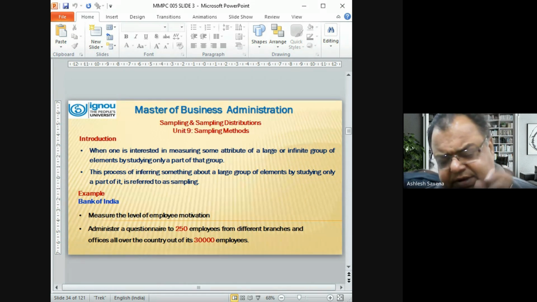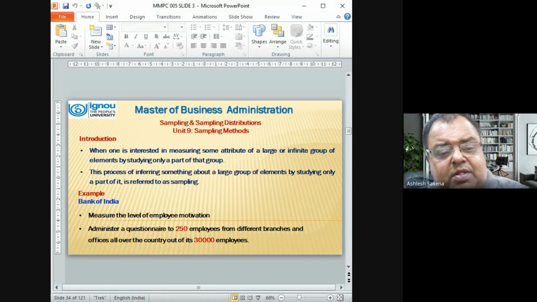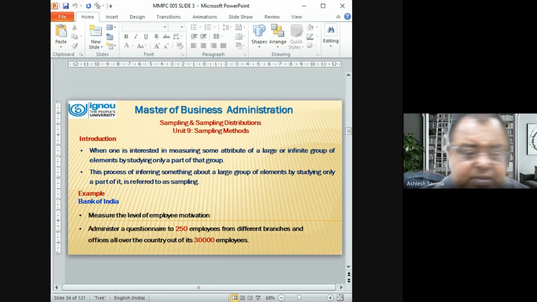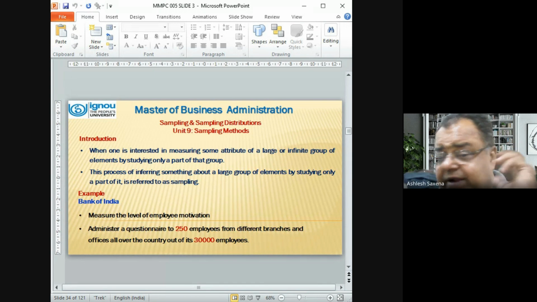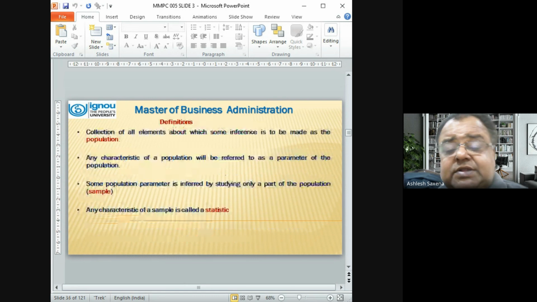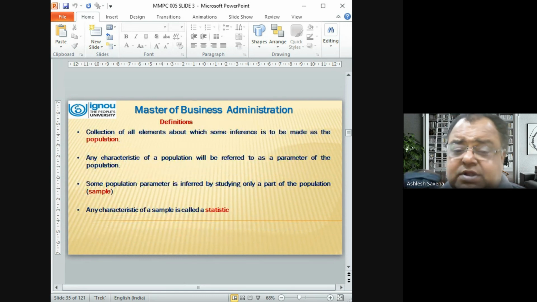For example, we will consider a case. In the Bank of India, we want to measure the level of employees' motivation. This is our purpose. Now we will be administering a questionnaire to 250 employees from different branches and offices all over the country out of its 30,000 employees. That means from a gamut of 30,000 employees, we are randomly selecting 250 employees. So our sample size is 250 and our universe size, or the population size, is 30,000.